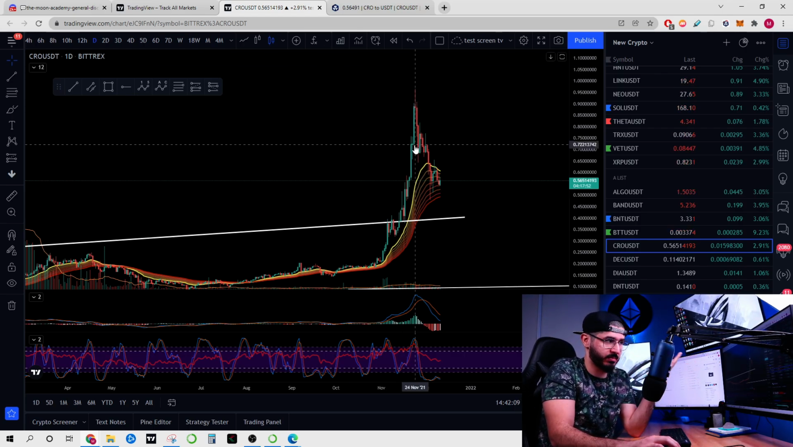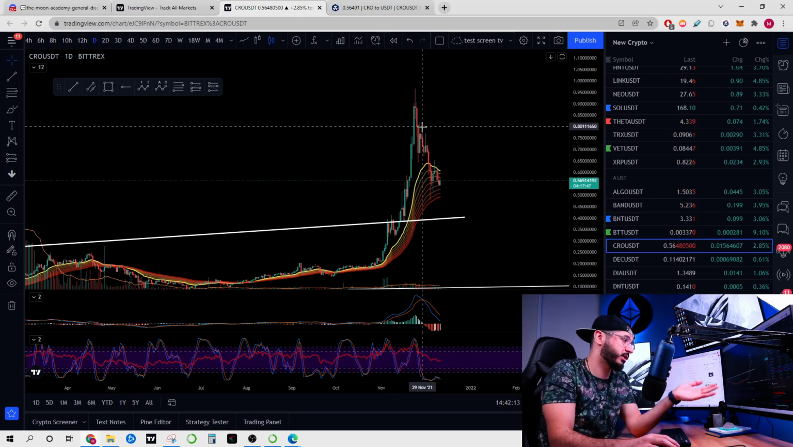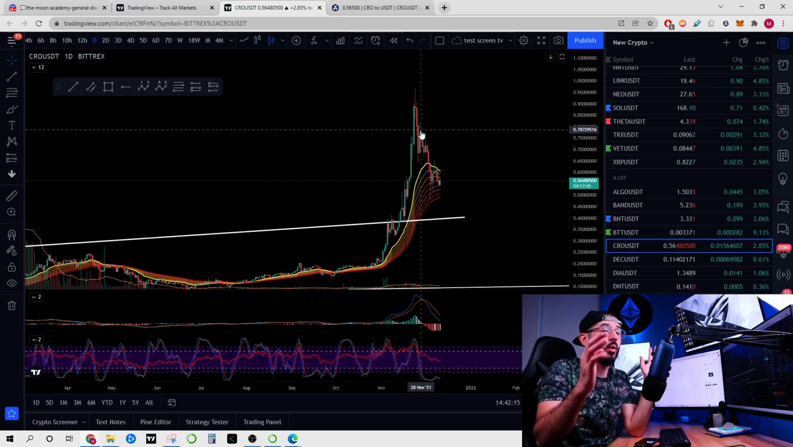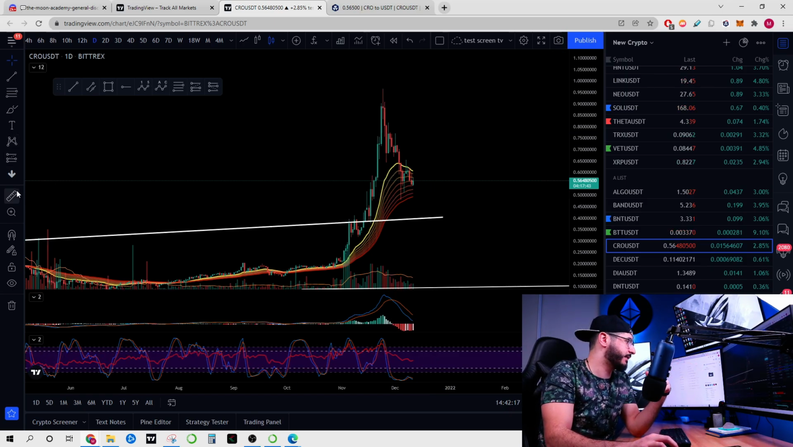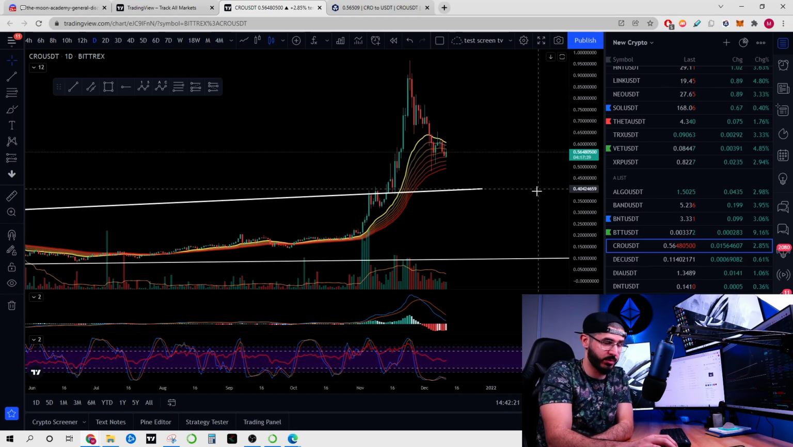I was telling people don't buy at these levels. It's too expensive. If you go watch the videos before, I was saying it's too expensive. Wait for a major pullback. And this is the nice pullback we're seeing. Now we're seeing that there was a nice 41% pullback.